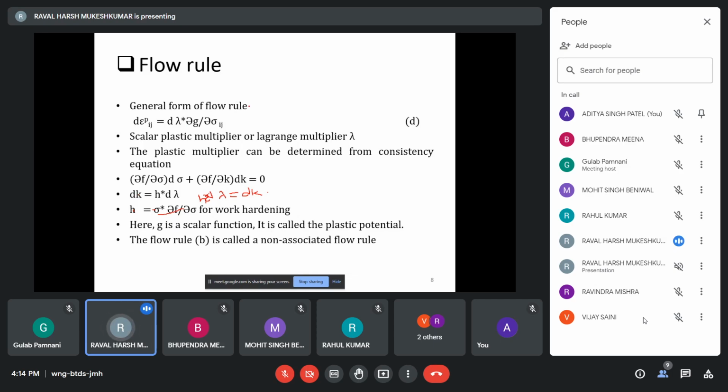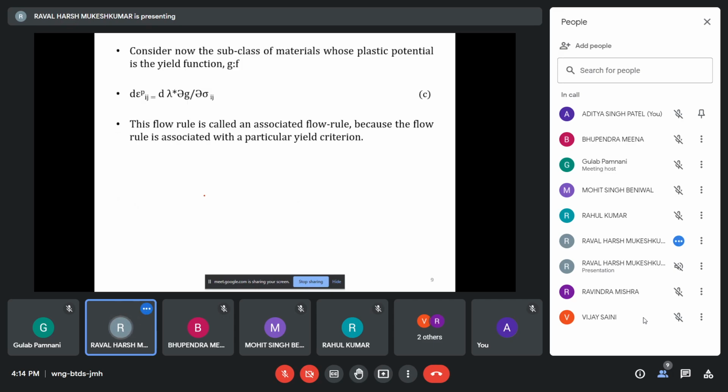Now this equation is called a non-associative flow rule, which is basically a general case. Now in case of a subclass of materials whose plastic potential is the yield function, that is g is equal to f, the flow rule becomes associated flow rule, because the plastic potential is associated with a particular yield criterion. Now further will be explained by Rishi.